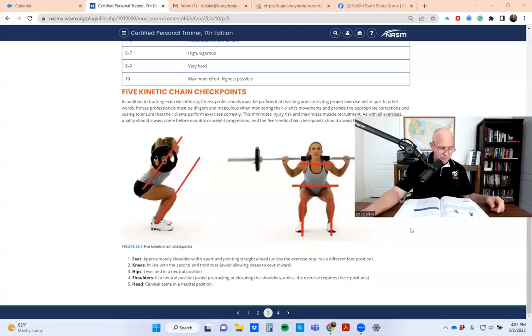So what I want to do here is guide you to, I would say, probably the most important area, at least to start, if you're going to just look at the subject of cueing. Like I say, in the hard copy, this is on page 634, and it's figure 28. So the 5 kinetic chain checkpoints, just real quick, keep in mind, this is probably one of the more important concepts that NASM wants you to keep in mind from a kinesiological, biomechanical perspective.